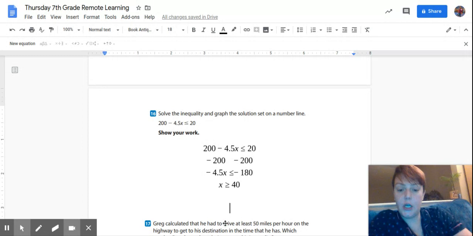We would put a closed circle on 40, and then think about which of those numbers is greater than or equal to. Remember, the closed circle is because it includes that point. It is equal to 40. Anyway, so the numbers greater than that are going to be off on the right side, and so we would draw our arrow going over here.